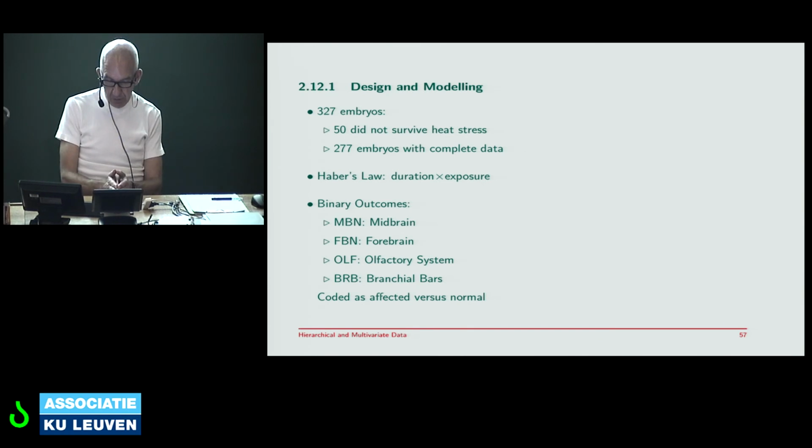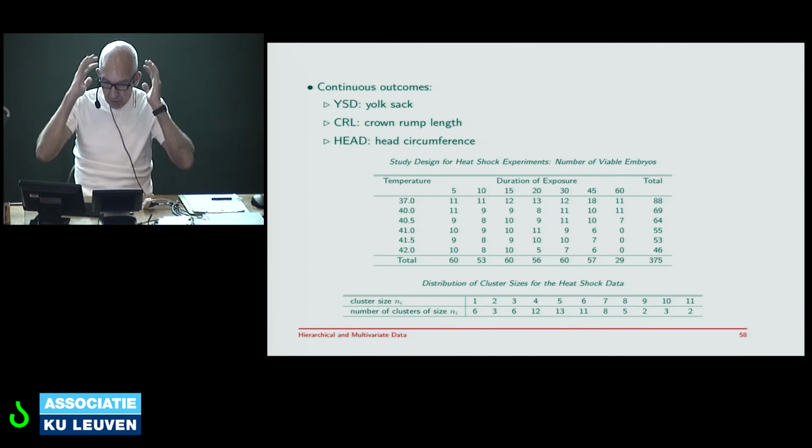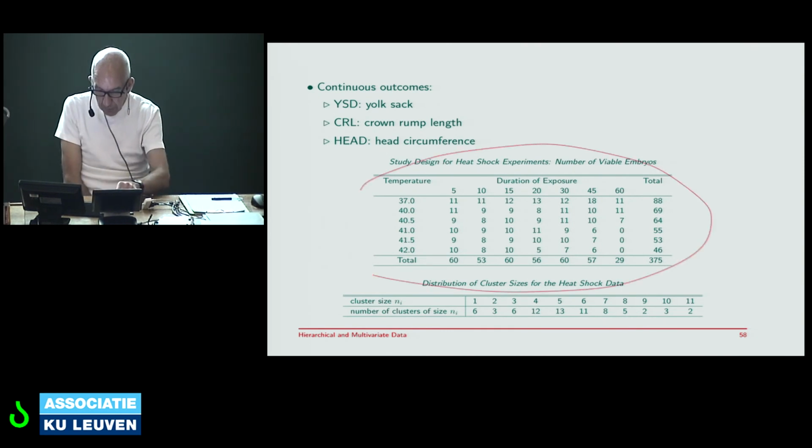Okay, and then we have a number of binary outcomes: midbrain, forebrain, olfactory system, branchial bars, which are all body and system parts. And the question is, are they affected, yes or no? And then there's a number of continuous outcomes: the size of the yolk sac, the crown rump length, the head circumference, etc. Okay, and then here we have not the data, but the design behind the data. So we have temperature, 0 elevation, 37 degrees, a bit like human beings.